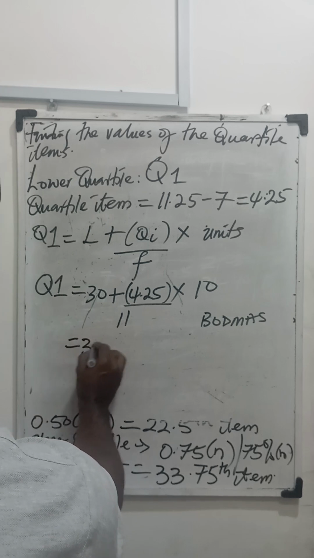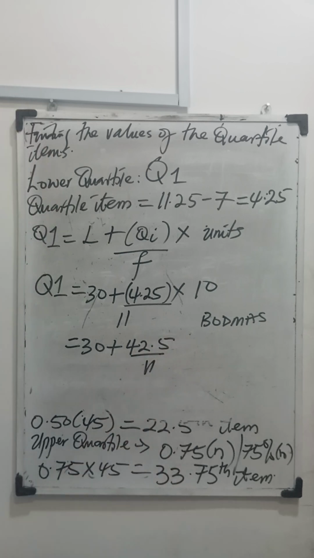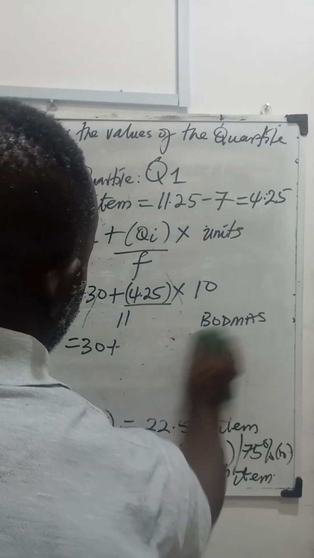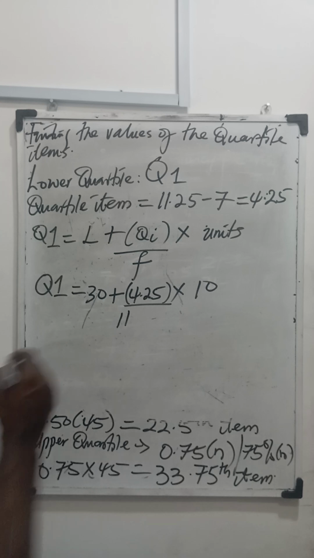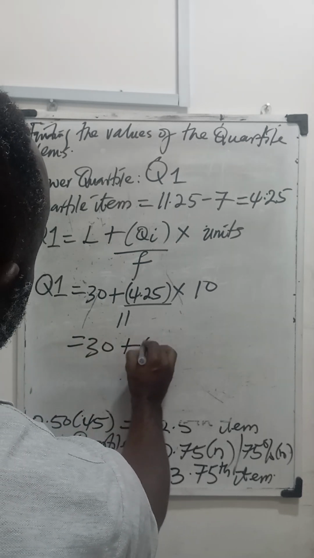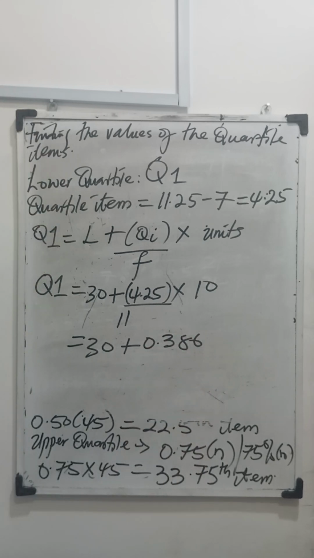So it's equal to 30 plus 42.5 divided by 11. So you can now go ahead and divide. Or you can even divide before you multiply. So you can actually do 4.25 divided by 11. Can you try that? Yes, 4.25 divided by 11. If you follow BODMAS, you do division first. Okay, all right. So 30 plus 0.386. Good.